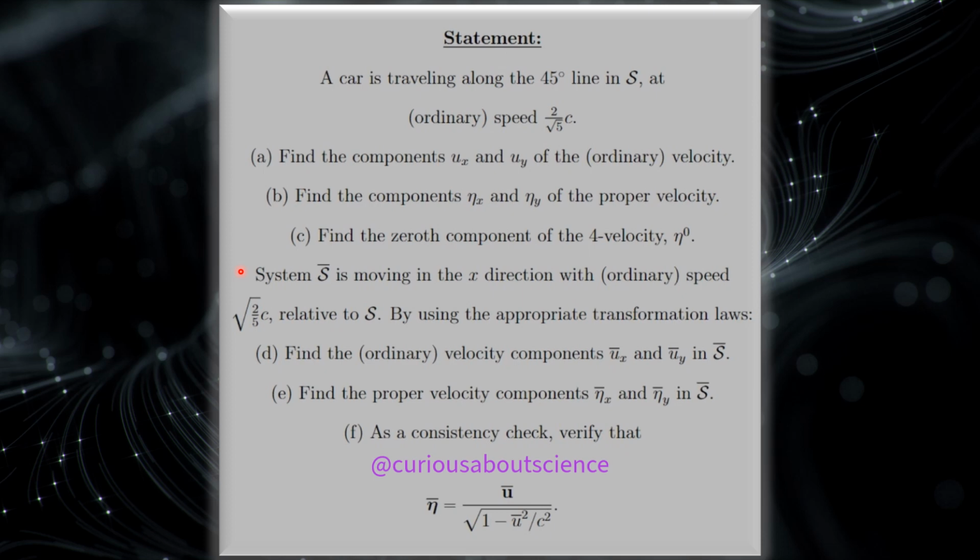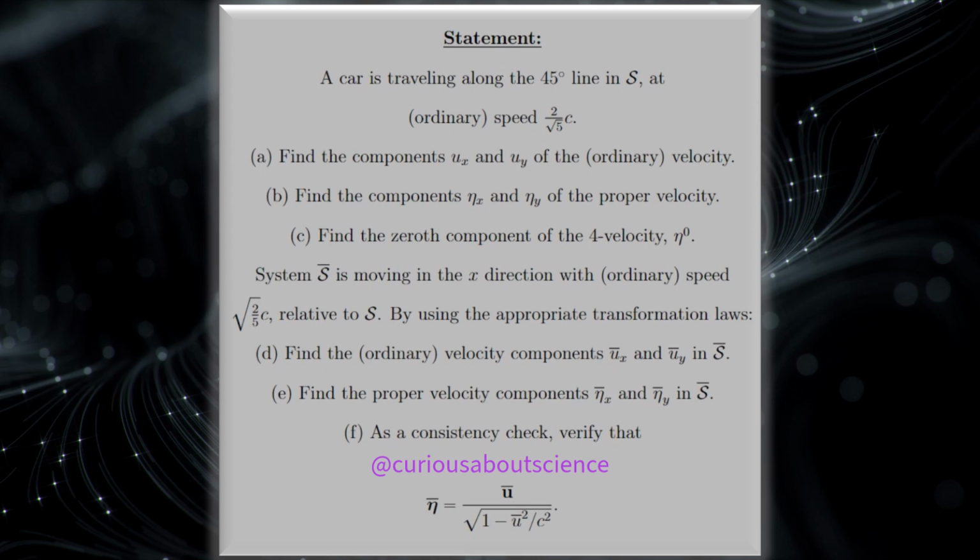By using the appropriate transformation laws, part D, find the ordinary velocity components u bar x and u bar y in S bar. E, find the proper velocity eta bar x and eta bar y in S bar. And then F, as a consistency check, verify that eta bar is equal to u bar over the square root of 1 minus u bar squared over c squared. Holy moly, we got some work to do.